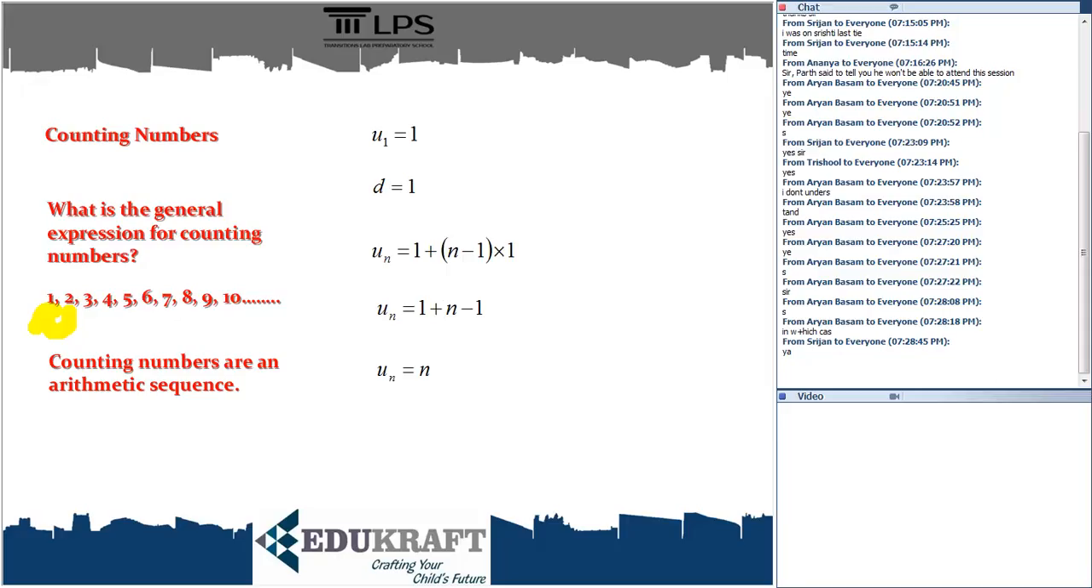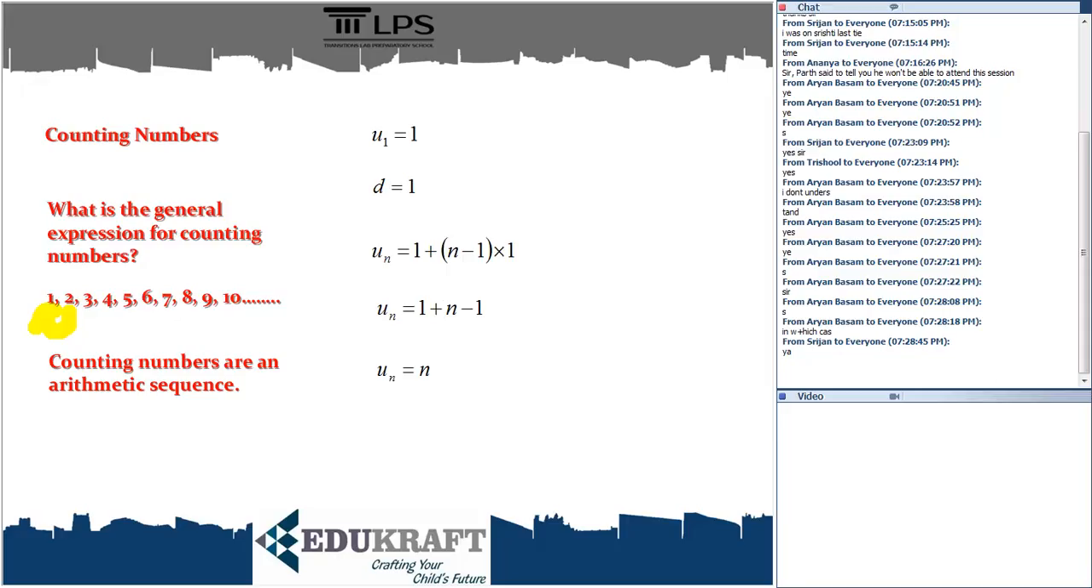This is the general expression for counting numbers. This is what we had seen even last week. Last week we had discussed the arithmetic sequences, and counting numbers actually form an arithmetic sequence. It has a common difference of 1.